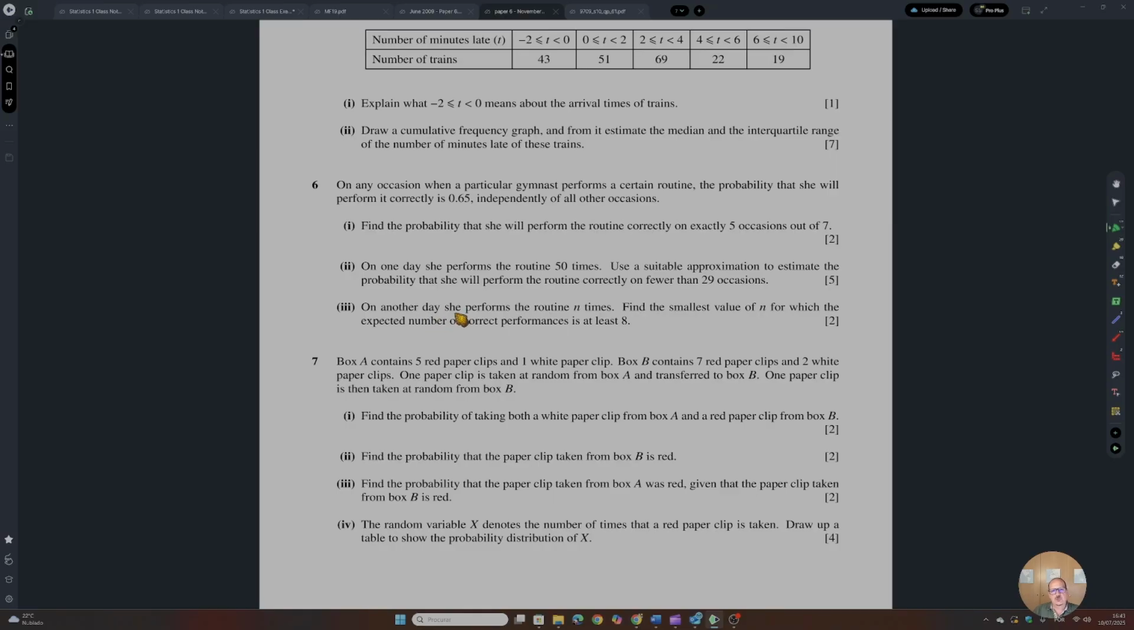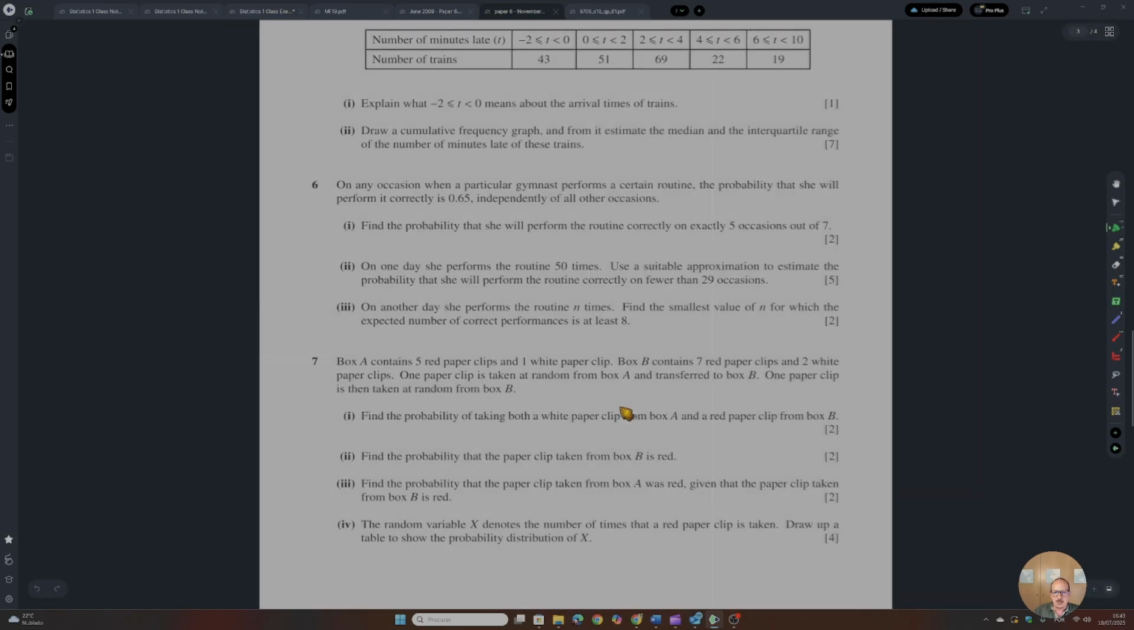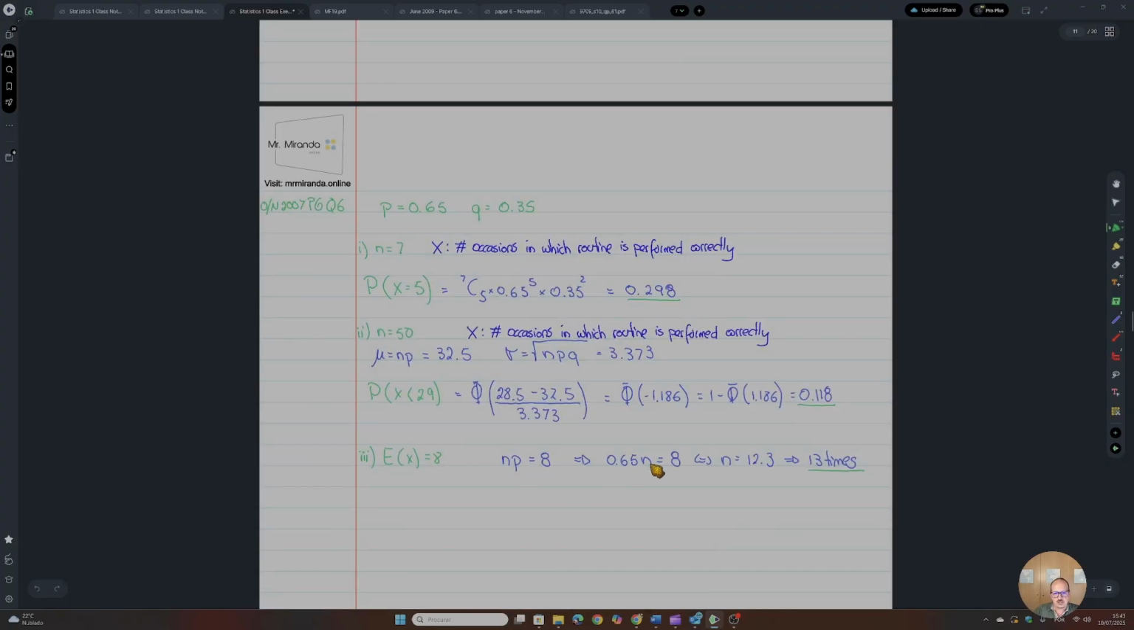Then, on another day, she performs a routine n times. Find the smallest value of n for which the expected number of correct performances is at least 8. So what is this? This is giving you the expectation, and the expectation equals np. You already know p. P is 0.65. And you want to get the smallest value of n. All right, so you know that the expectation is 8, so work this out to figure out n. n is 12.3.